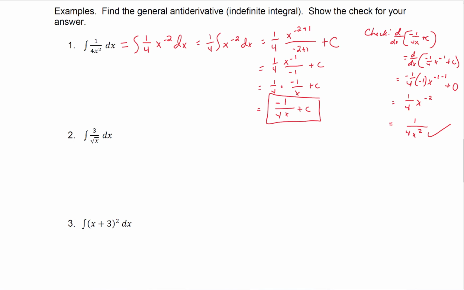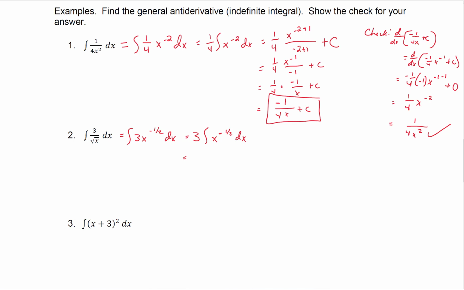All right, let's look at number 2. So the integral of 3 over square root of x dx. First off, let's rewrite this, the same way we would rewrite this if we were taking a derivative. So 3x to the negative 1/2 power dx. We can pull that constant out of the integral. So this is 3 times the integral of x to the negative 1/2 dx.